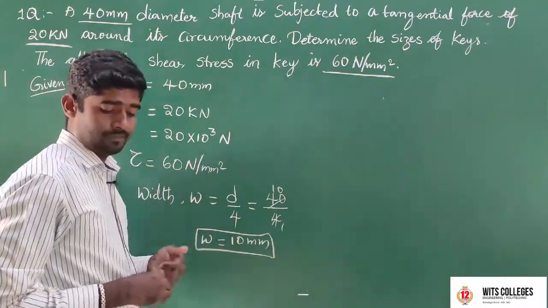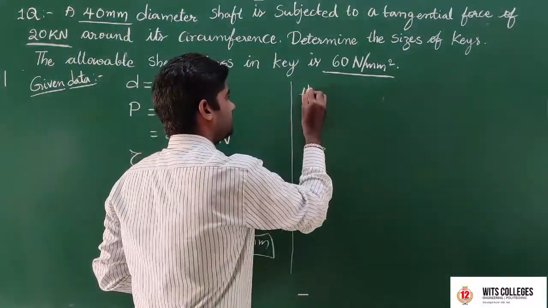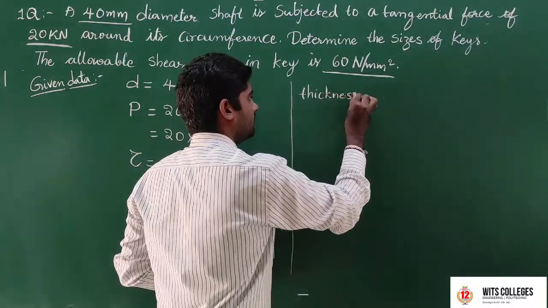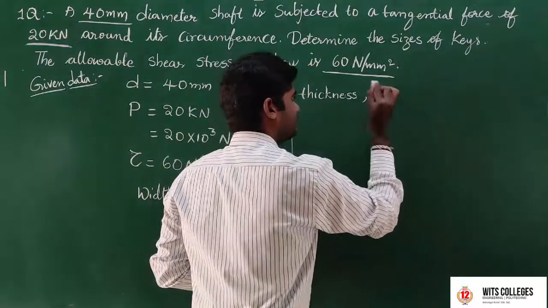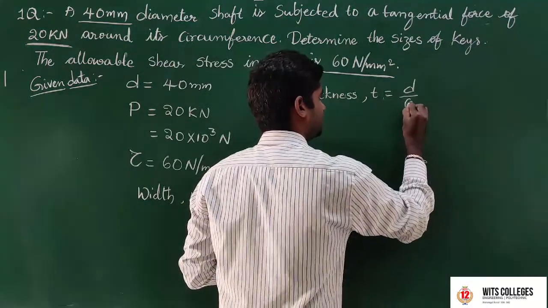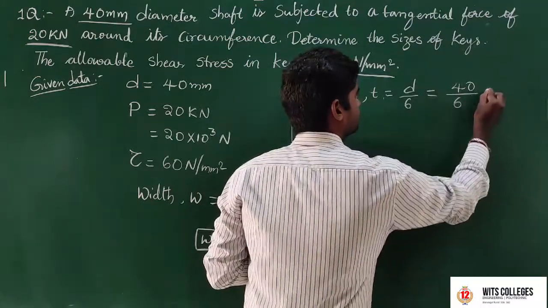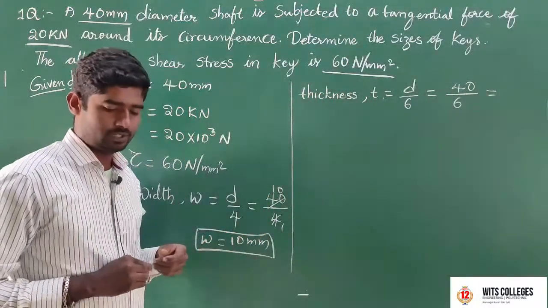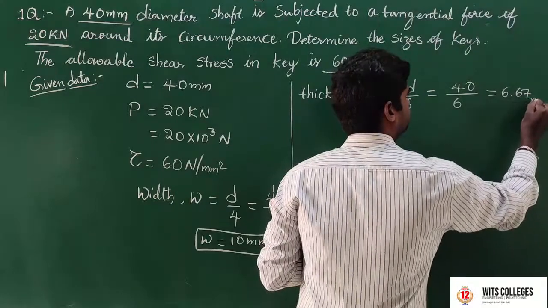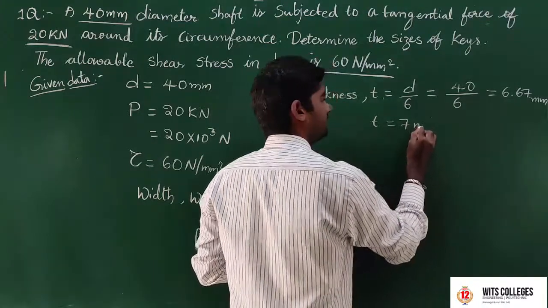Next, find out the thickness of the key. Thickness of the key is denoted by T is equal to small d by 6. These are standard proportions, small d by 6. Substitute d is equal to 40 by 6. The key thickness answer is 6.67 mm. T is equal to approximately 7 mm.